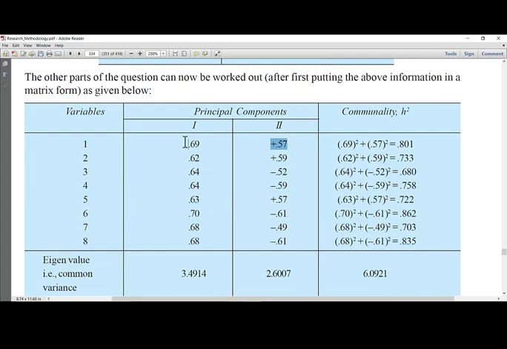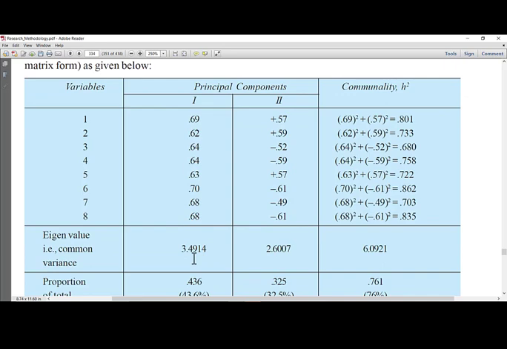And this 0.69 square plus 0.62 square plus 0.64 square plus etc. plus 0.68 square. That means squaring these values and summing up, we get this eigenvalue, that is common variance for the principal component 1. And for the principal component 2, this value is obtained by squaring all these values and then summing up. And this total is equal to 6.0921.